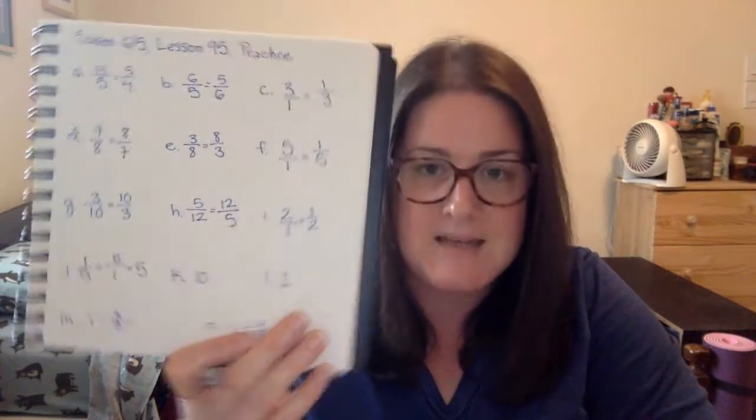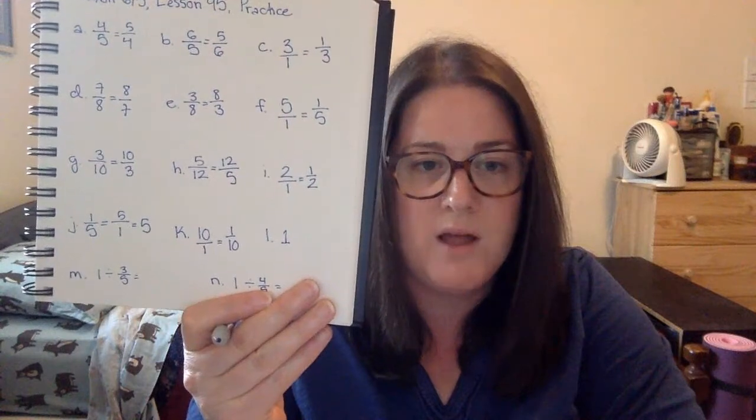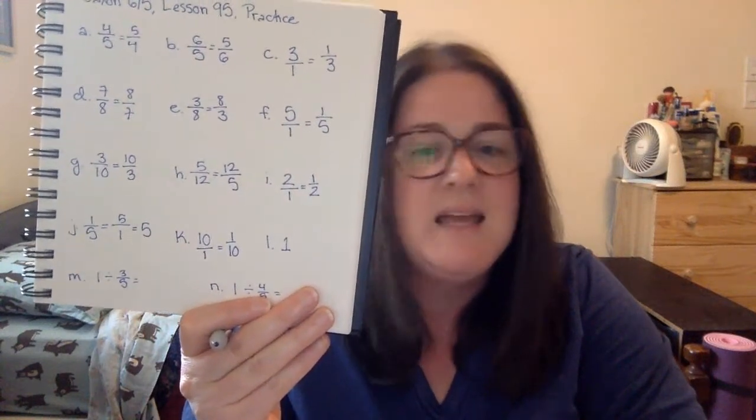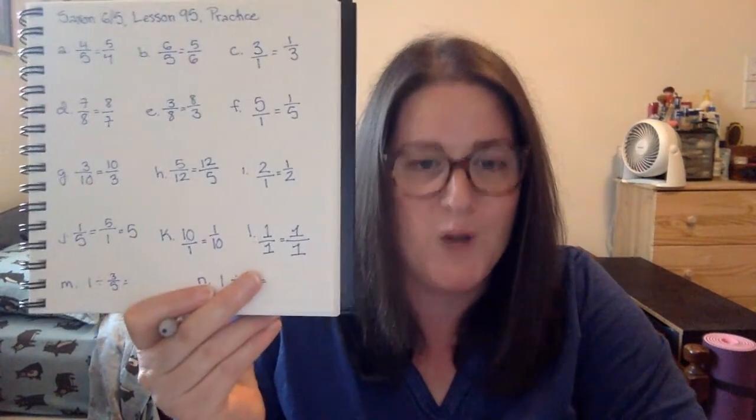K is 10. 10 we will make into the fraction 10/1. We will invert that fraction and we will get the reciprocal fraction 1/10. L is 1. 1 we will make into the fraction 1/1, and when we invert that, we get the reciprocal fraction 1/1.